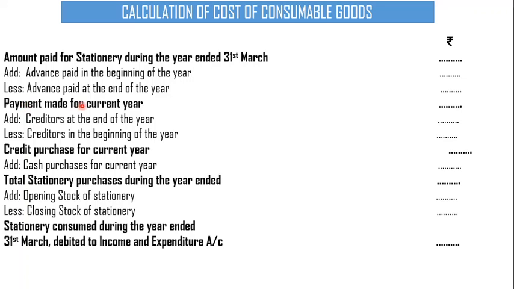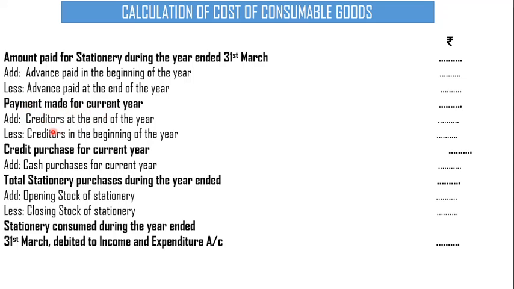But if it says payment made for the current year, then of course advance is excluded here. But there are chances that creditors of the beginning or the previous year have been paid during the year. That payment might be involved in this, so we are going to handle this. And of course there may be end creditors or outstanding which is not taken here, but to debit the amount in income and expenditure and calculate the current year amount, we need to add that amount. So this also gives you payment made for the current year.